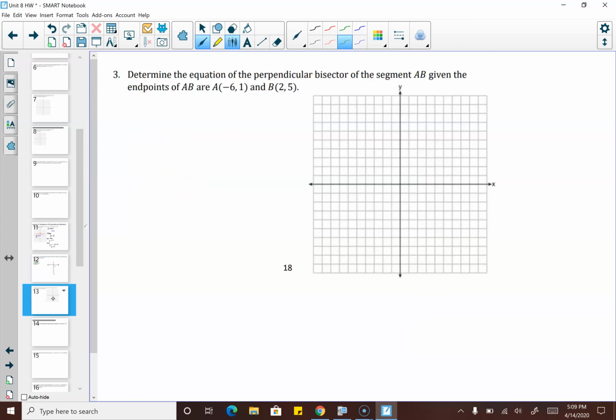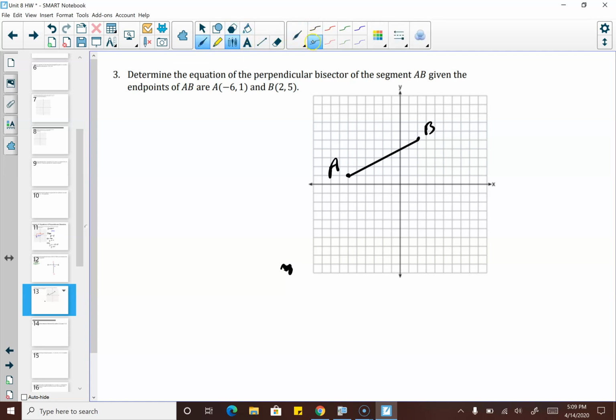And number 3, I'm just going to cross out the page number here. Determine the equation of the perpendicular bisector of segment AB, given the endpoints of AB are A, -6, 1, and B, 2, 5. So let's plot them first. 1, 2, 3, 4, 5, 6. So -6, 1, there's A. B is 2, 5. So now, connect them with the segment.